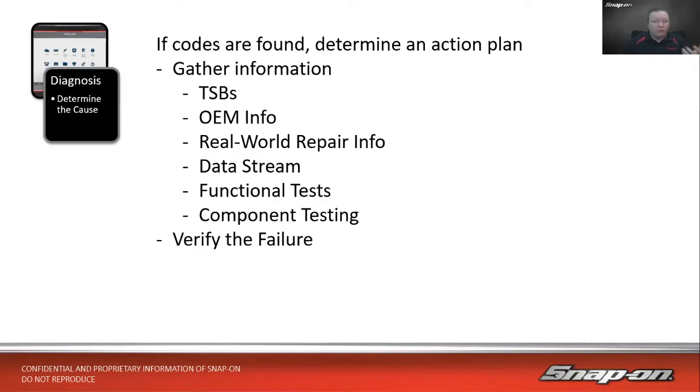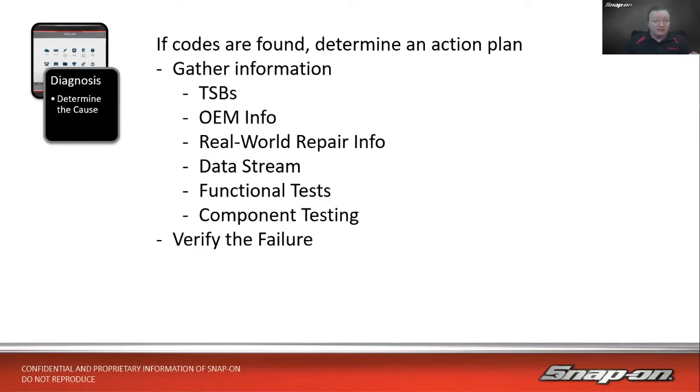Checking data stream, what is the computer telling us it sees based on condition? Functional tests, turning things on and off. In this case, what we're working on this week, or from last week, is we had a P0446, a vent valve code. We did a functional test on that vent valve, and it did not turn on or off. We weren't able to cycle it using the computer.